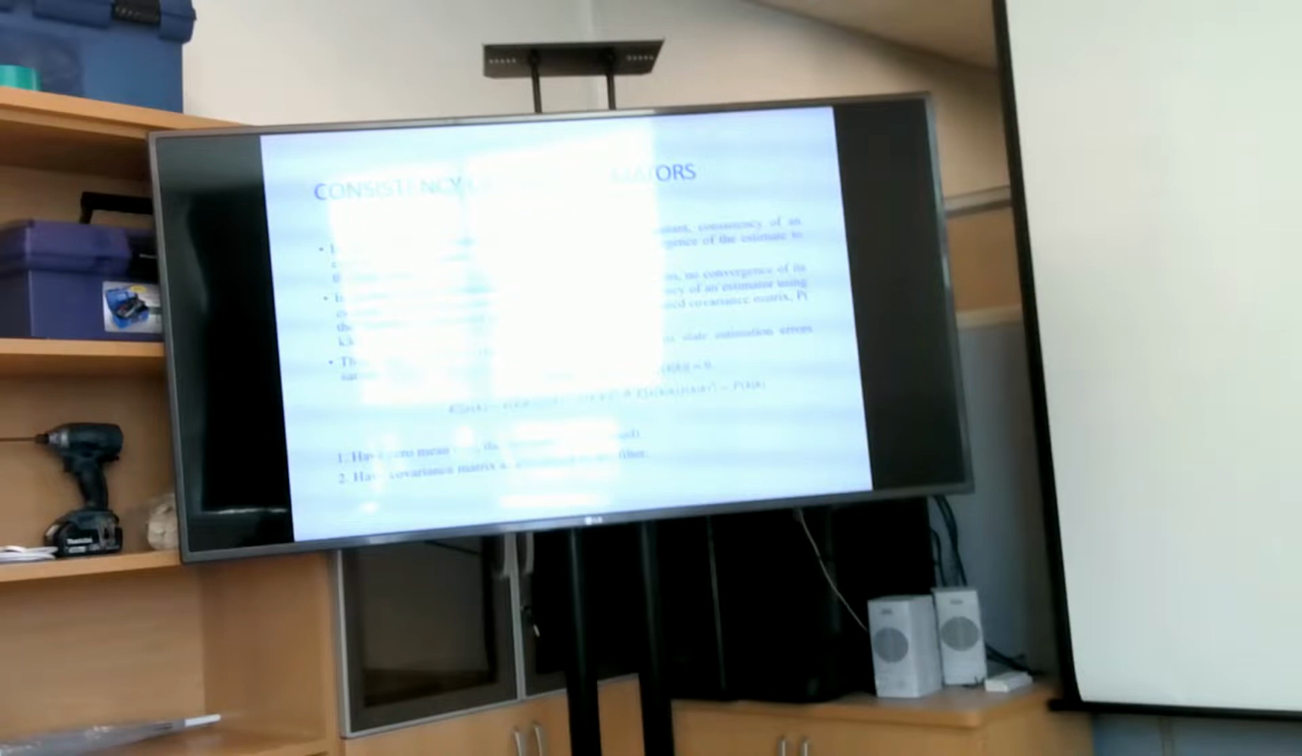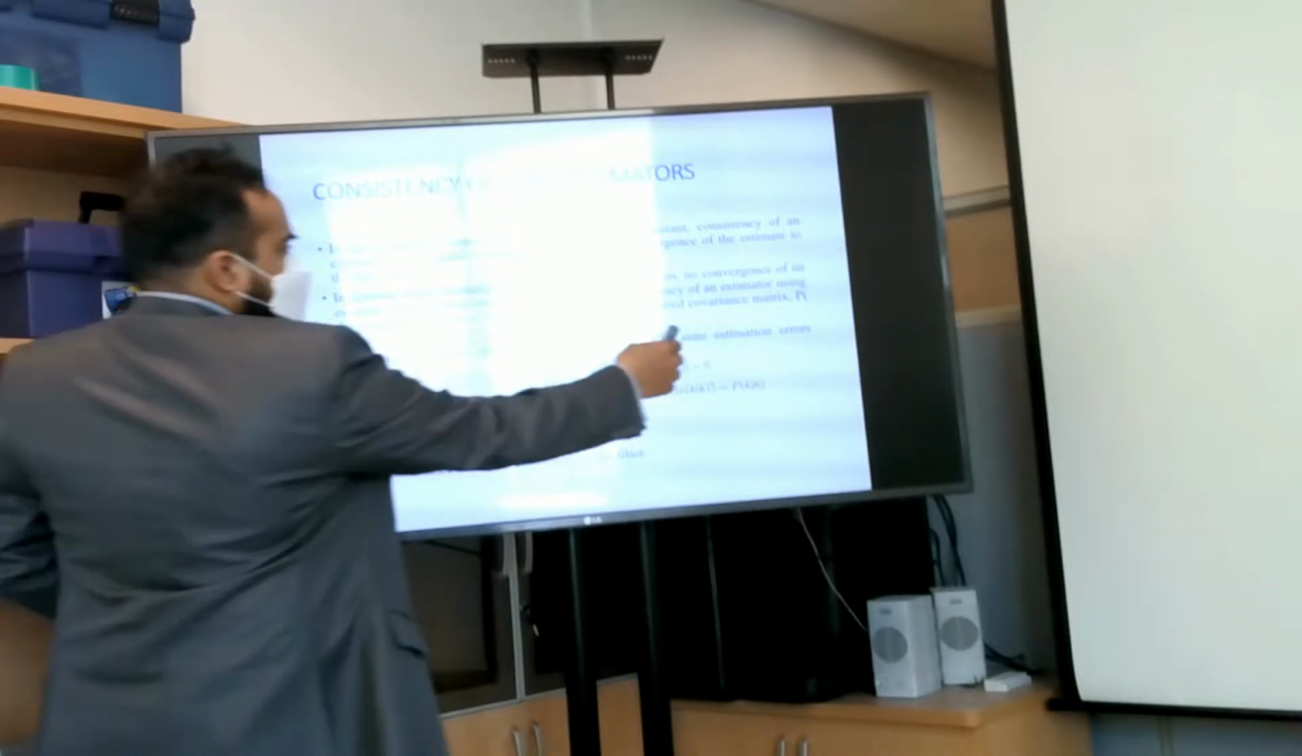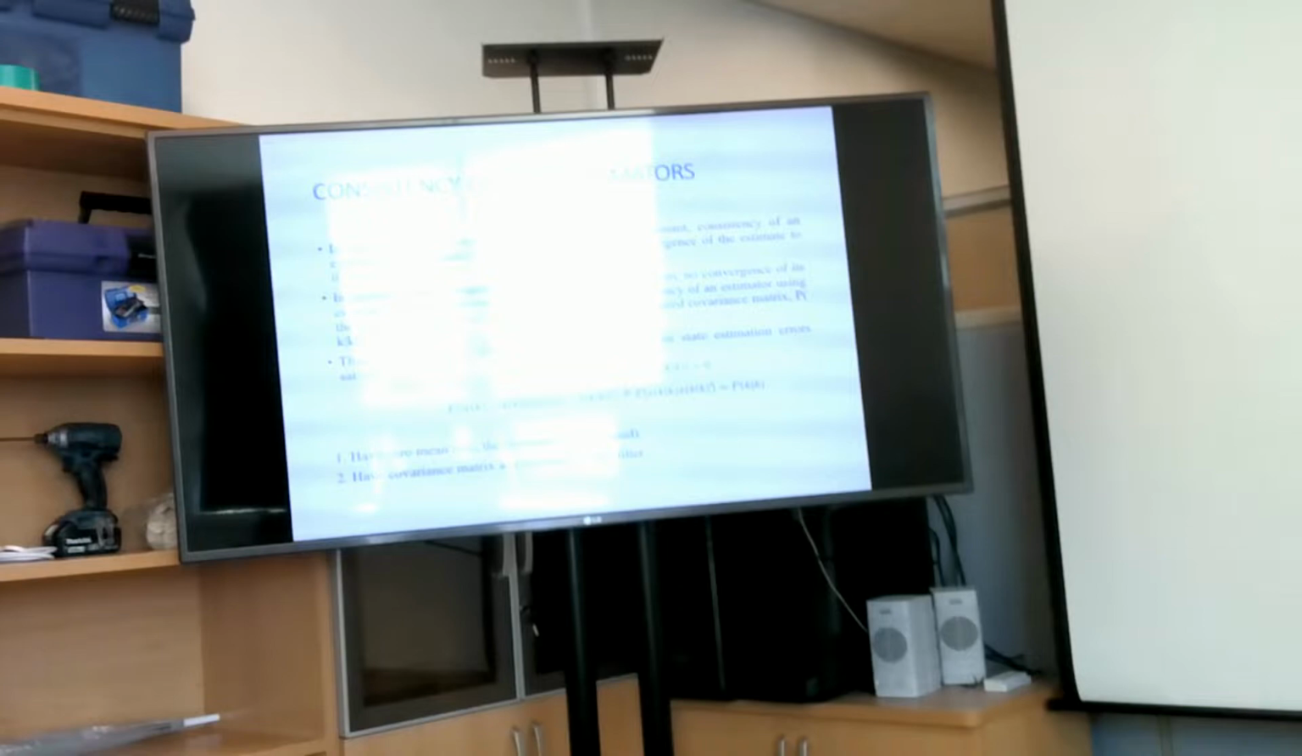And in the case of a dynamic system, no convergence of its estimation occurs. In the case of a dynamic system, we can define the consistency with the help of the associated covariance matrix, because your filter gain, which is multiplied in the Kalman filter, is totally dependent on the covariance. As you have already seen in the calculation, your filter gain is calculated from the covariances.